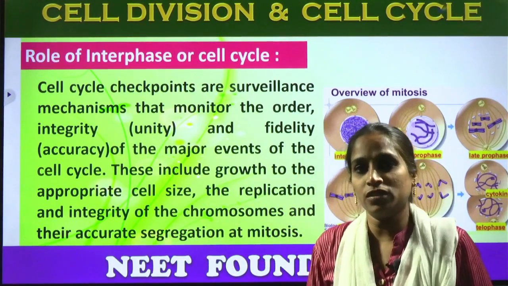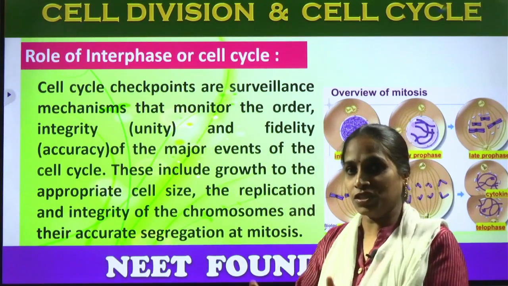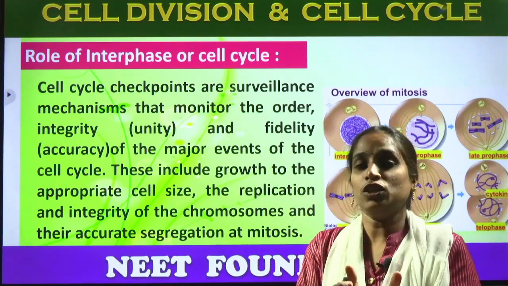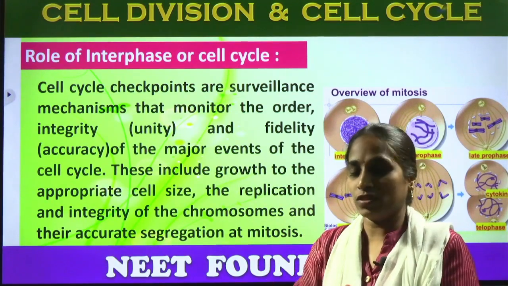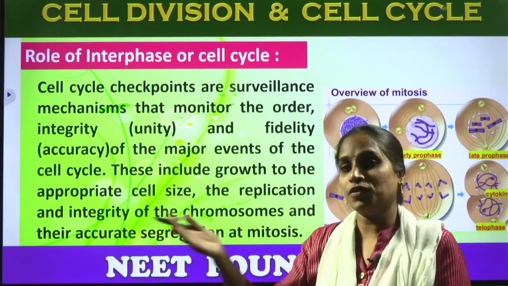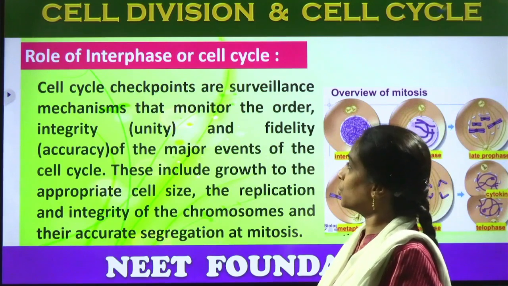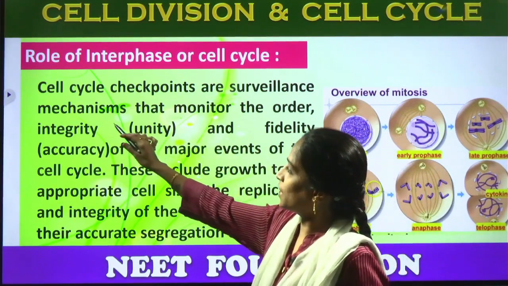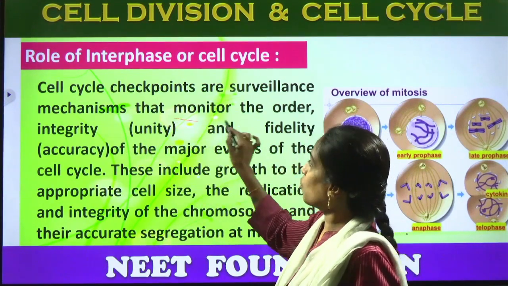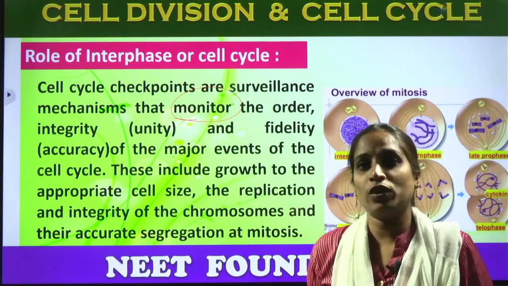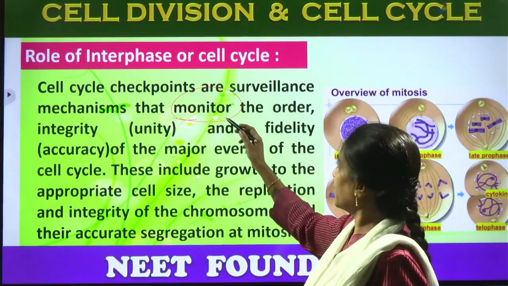Surveillance mechanism in the sense that they are machines continuously working out whether the checking is being done or not. After the checking process, the chemicals present in the cell will be helpful for undergoing the process of cell division, and these mechanisms that monitor will be guiding where to go, how to go and when to go.